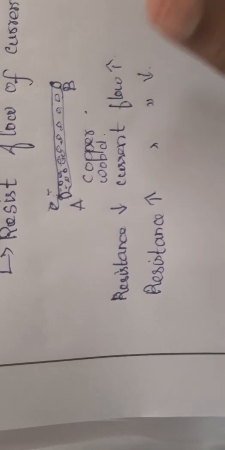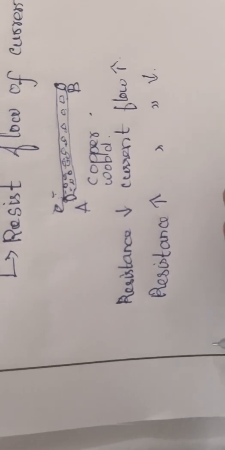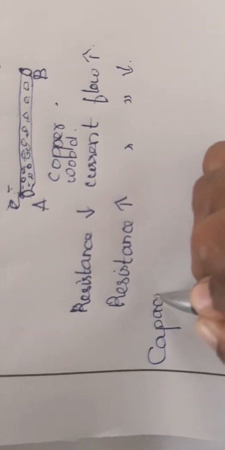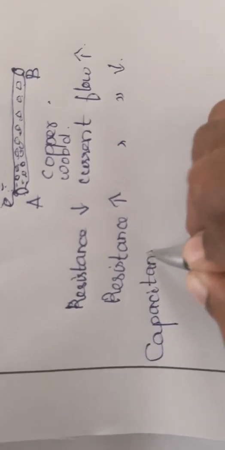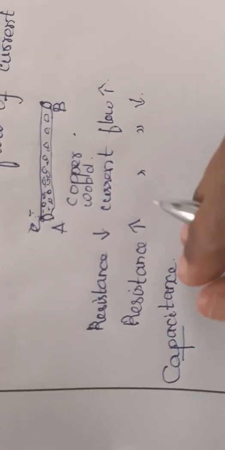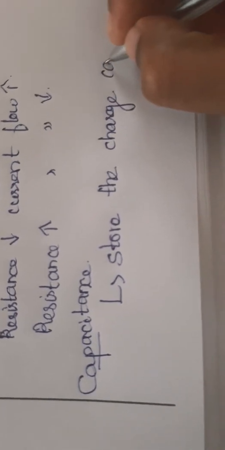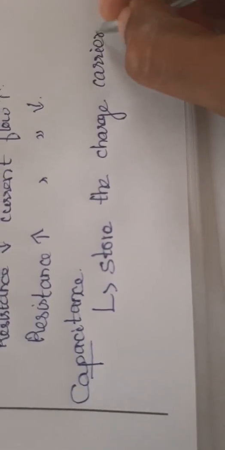Next is the capacitance. What do you mean by capacitance? Capacitance is a storage device. It stores the charge carriers in the form of the electric field. We have stored the charge carriers in the form of electric field.